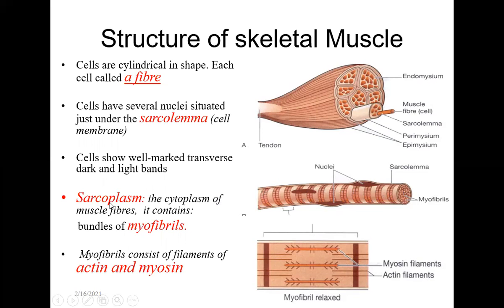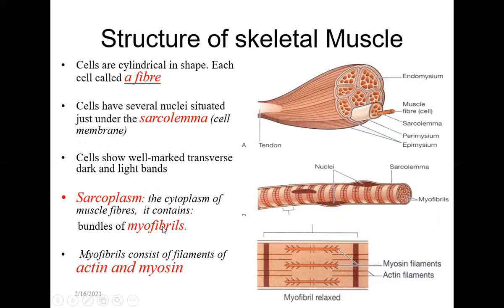Now the sarcoplasm is nothing but the cytoplasm of the muscle fiber. In case of cells, usually inside the cell membrane you can see the cytoplasm. Similarly, in skeletal muscle also you can see the cytoplasm. Here it is called the sarcoplasm. Sarco means muscle, so everything is sarco here. Sarcolemma means the cell membrane of the muscle cell. Sarcoplasm means cytoplasm of the muscle cell or muscle fiber, both are the same.